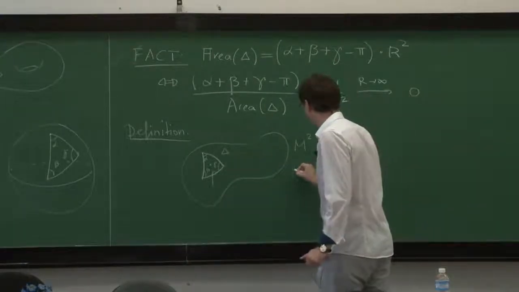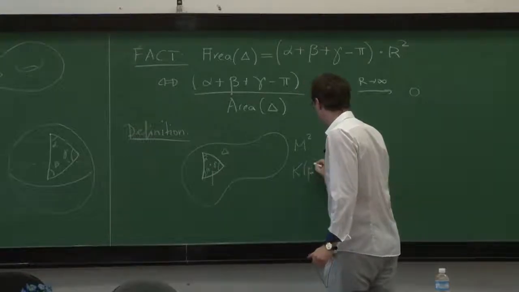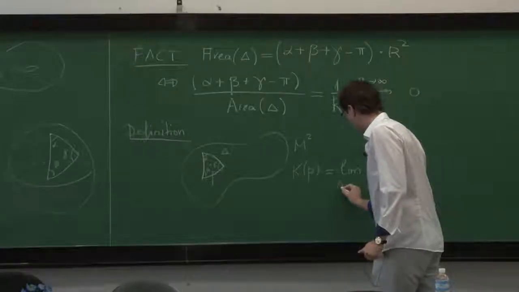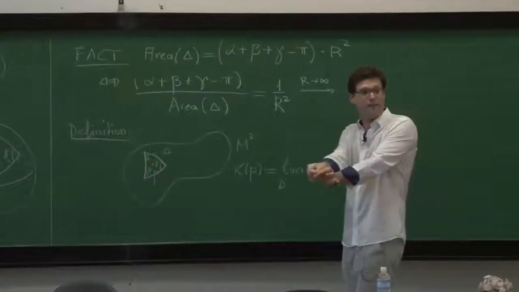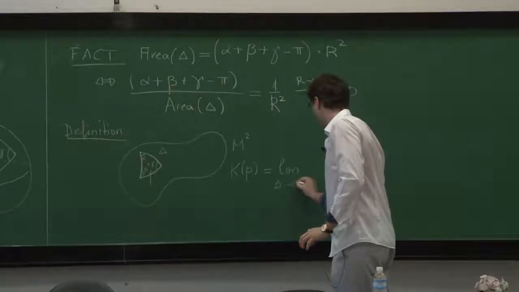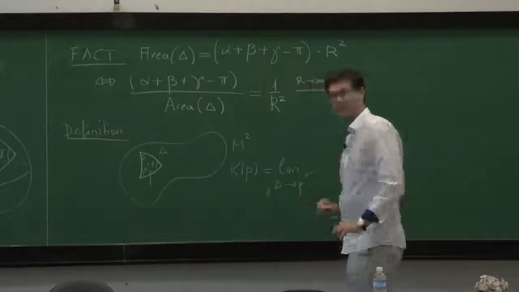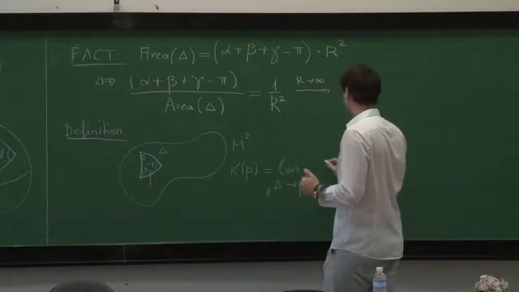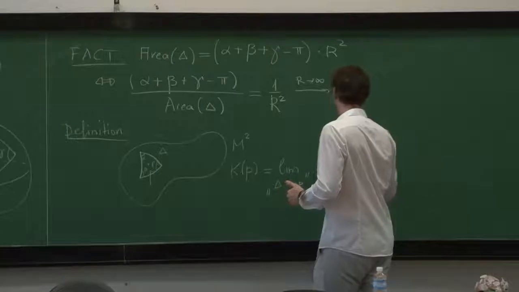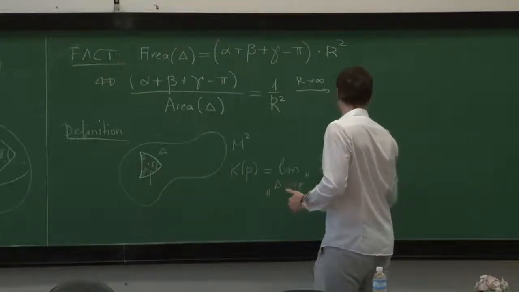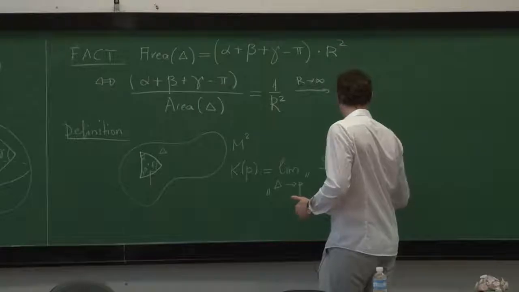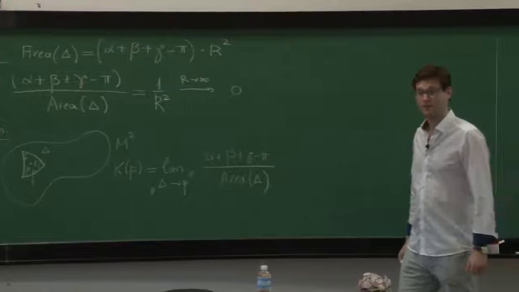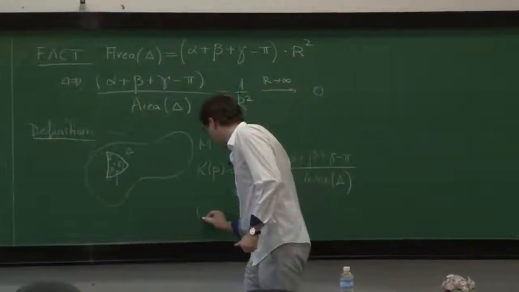And I define a quantity, Kp, as the limit when the triangle gets smaller and smaller to that point P. I don't make it precise, so I write it in parentheses. What do I take the limit of? I take the limit of alpha plus beta plus gamma minus pi divided by the area of the triangle. Right? And this is what is called the Gaussian curvature.